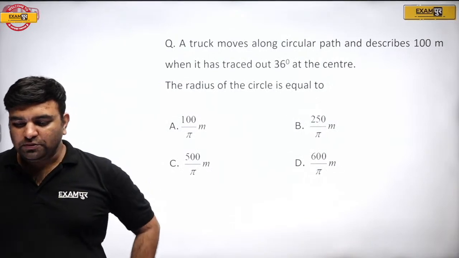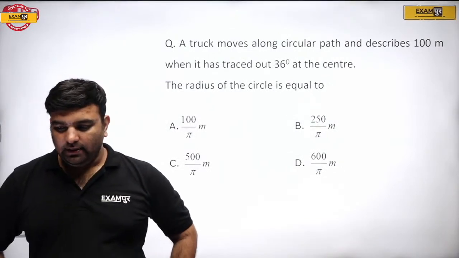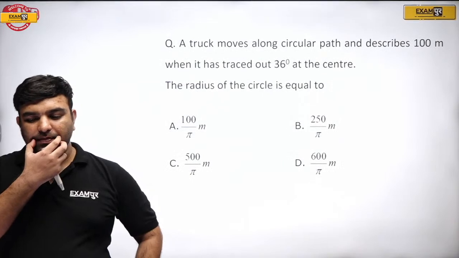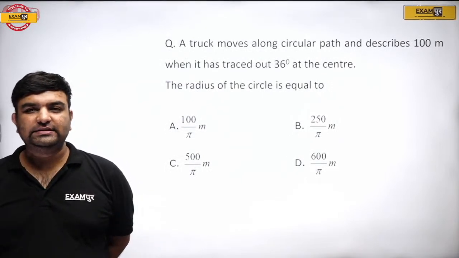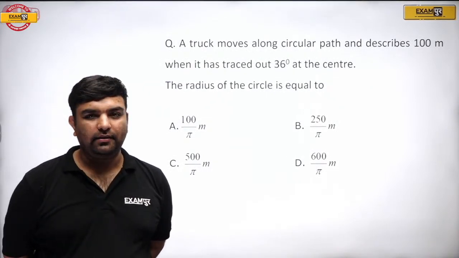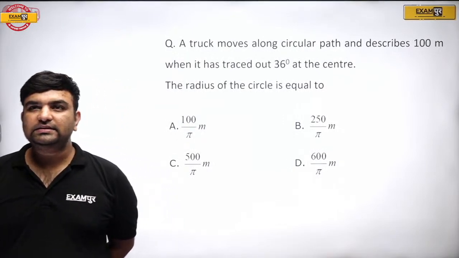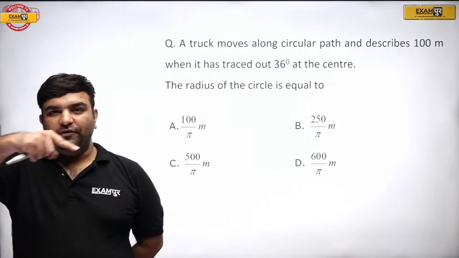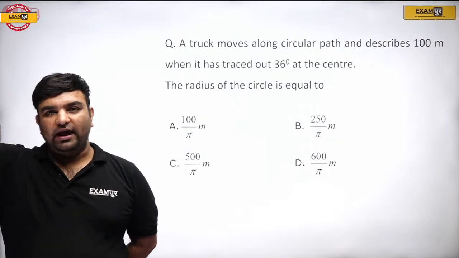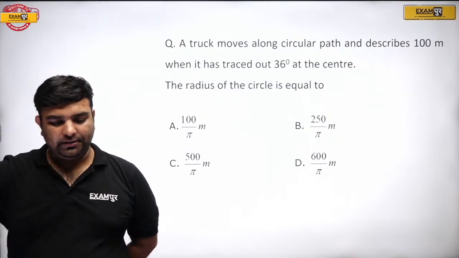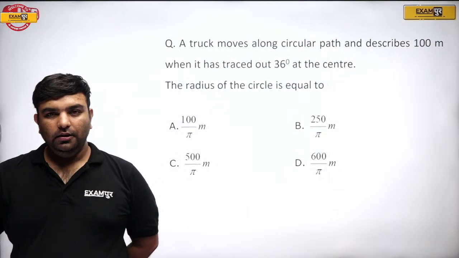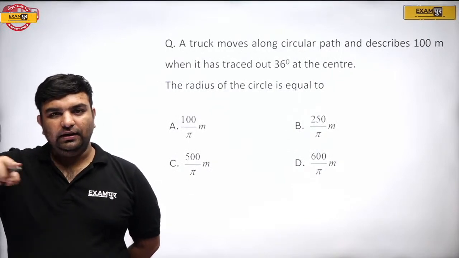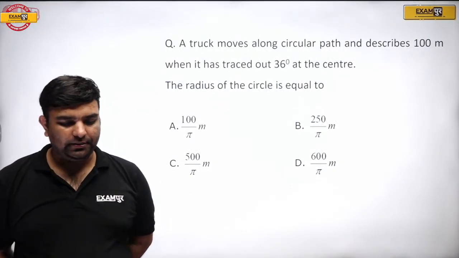A truck moves along a circular path and describes 100 meter when it traces 36 degree at the center. Means in traveling 36 degree, it travels a distance of 100 meter.